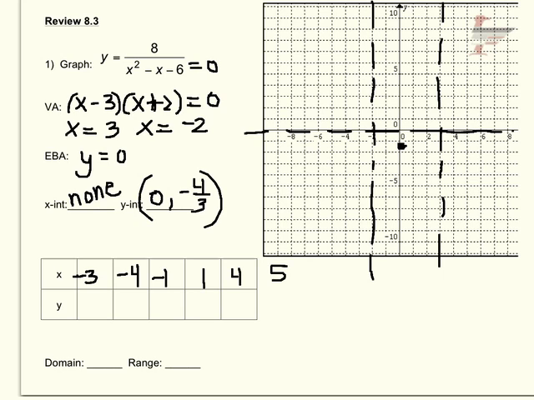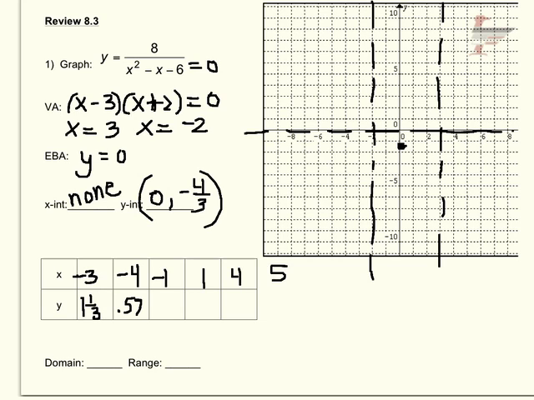So if I put negative 3 in, negative 3 squared is 9. Wait a second. Negative 3 squared is 9, 9 plus 3 will be 12, 12 minus 6 is 6, and then 8 divided by 6 is 1 1/3. Negative 4, that would be 16 plus 4, which is 20. 20 minus 6 is 14. So 8 divided by 14, and I'm just going to approximate that. That's about 0.57.